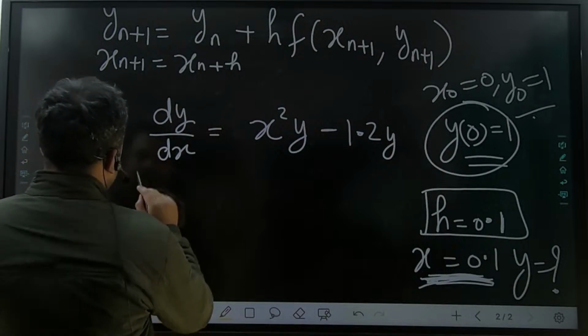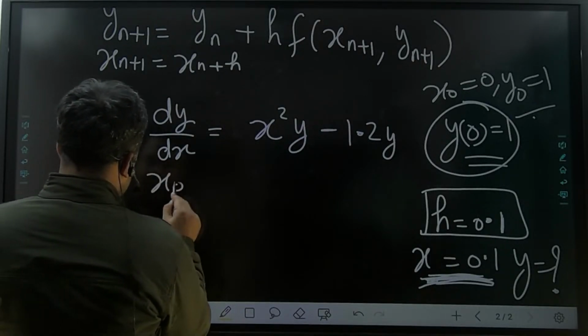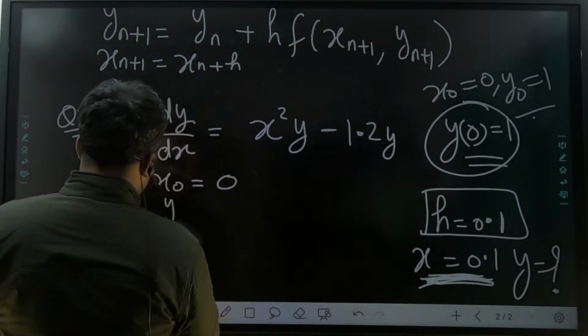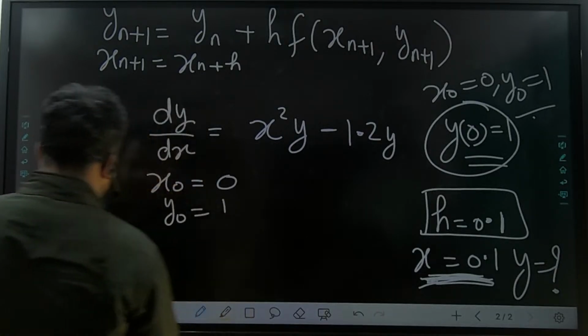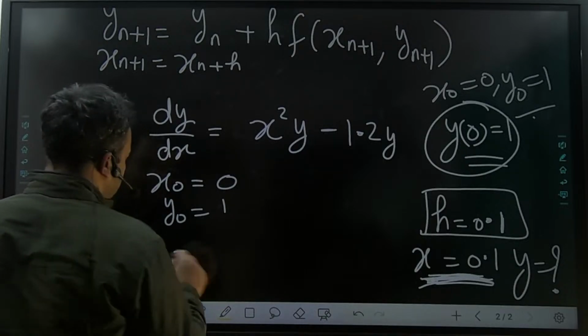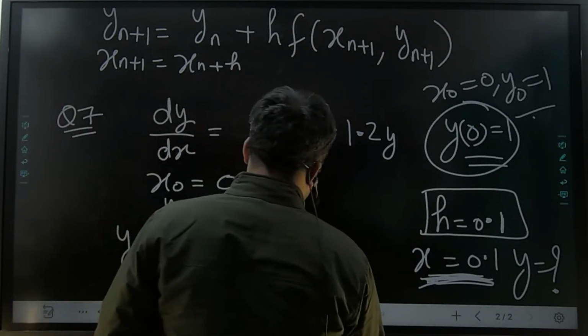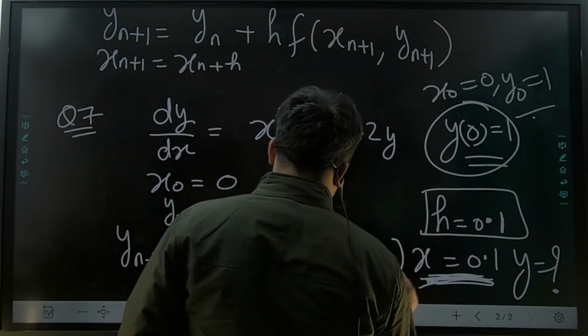So here we have this forward explicit method. We know that x naught is 0, y naught is 1, and for Euler's explicit method we have this condition: yn plus 1 is equal to yn plus step size multiplied with the function value at xn and yn.